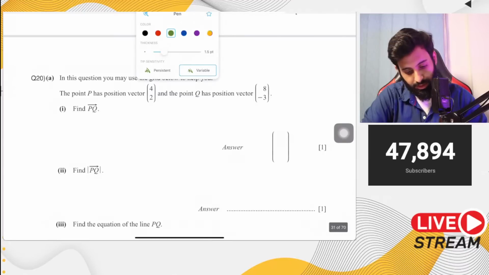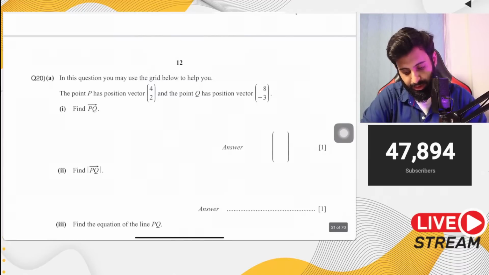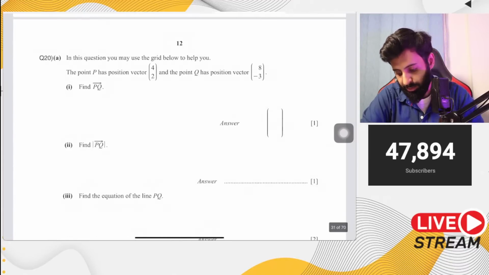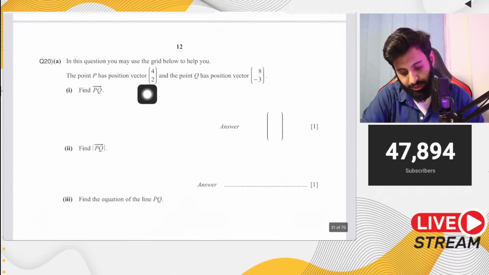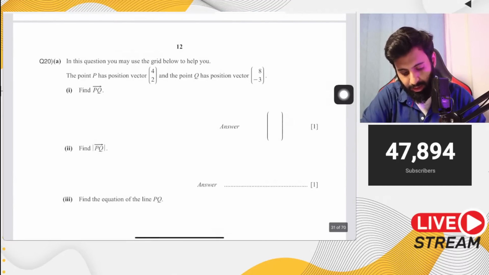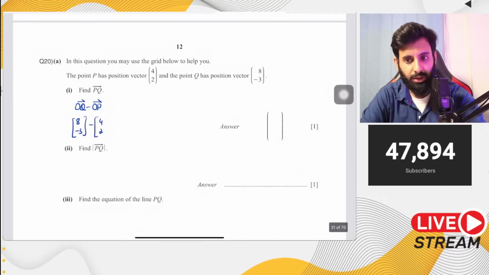Let's solve this part. This part says, in this question, you may use the grid below to help you. It says P has a position vector (4, 2) and Q has a position vector (8, -3). Find PQ. We don't really need to use the grid, at least not for this part. So OQ minus OP will give us PQ. OQ is (8, -3) and OP is (4, 2). Solve and simplify this.